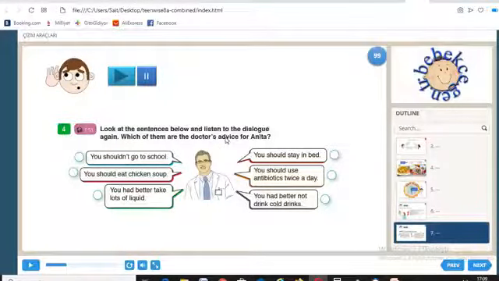Now, look at the sentences below and listen to the dialogue again. Which of them are the doctor's advice, suggestions for Anna?